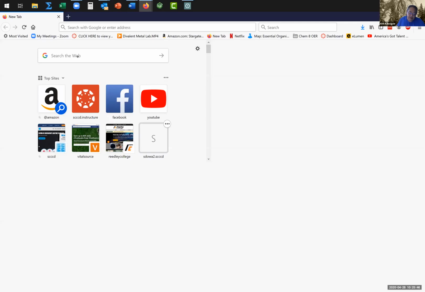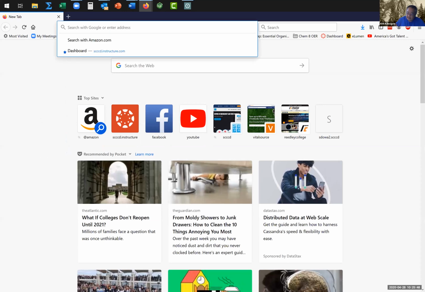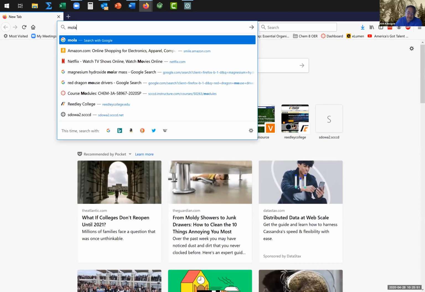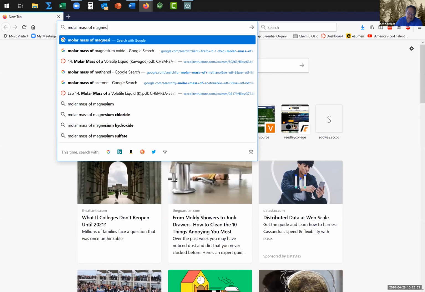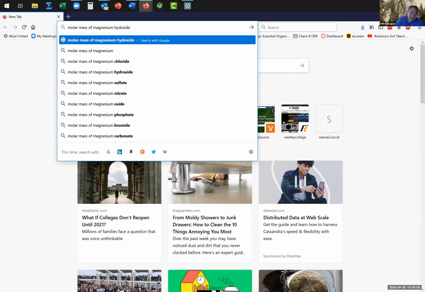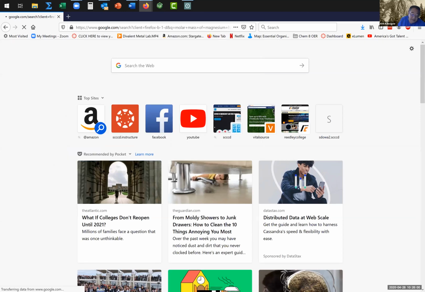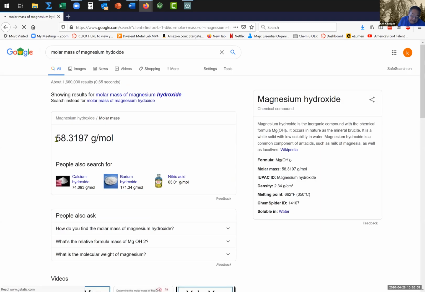And I'm just going to Google it. So I'm going to say molar mass of magnesium hydroxide. I don't think I typed that right. Yeah, 58 looks right. Now, sometimes when you do stuff like this, you should click on it and make sure it's anhydrous, because a lot of times it's got water in the formula, but I'm pretty sure that's the correct molar mass. So 58.32 is what I'll use.